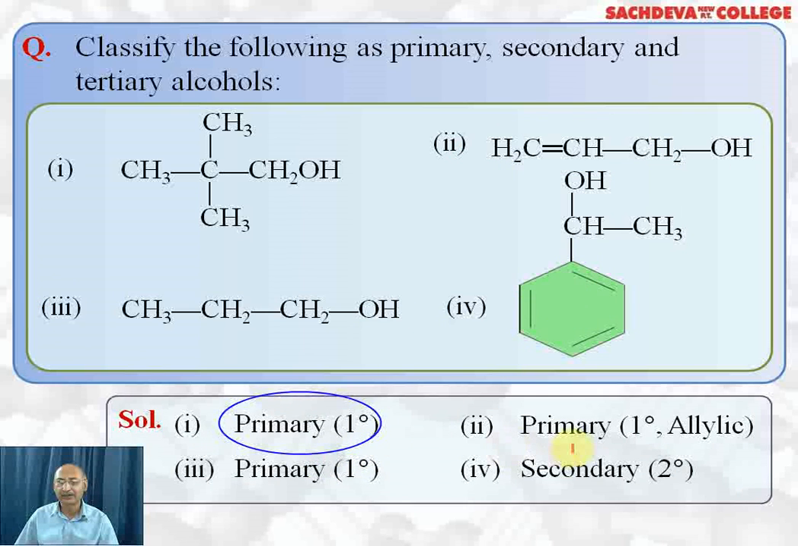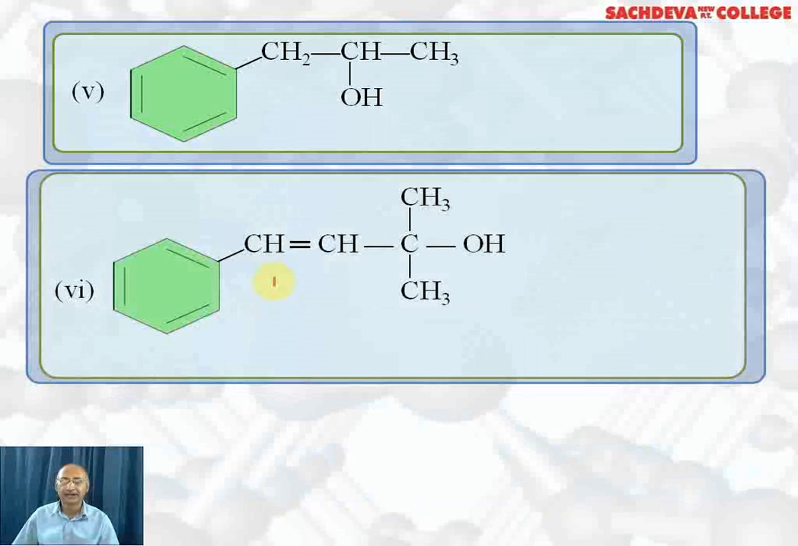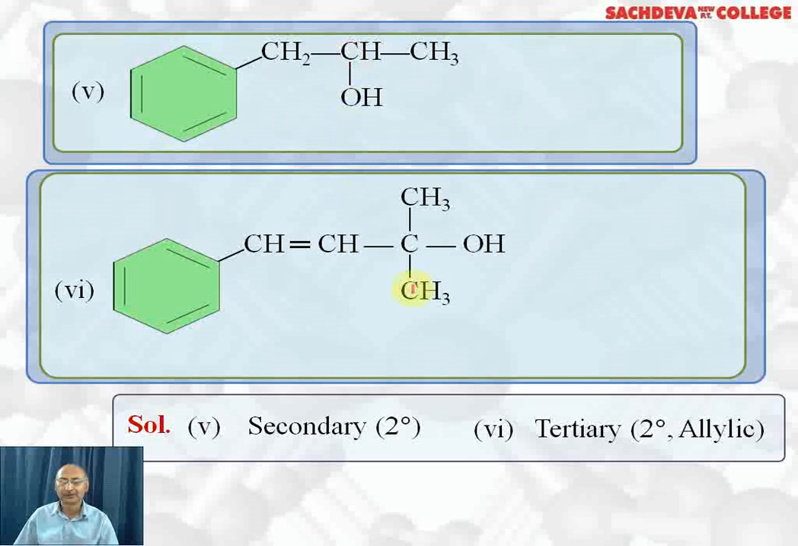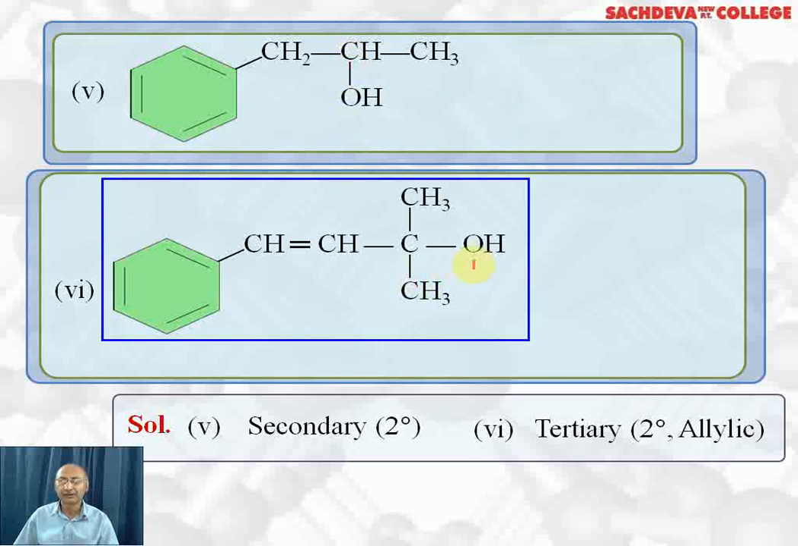First one is primary, second one is primary but allylic, third one is primary and fourth one is secondary as well as benzylic. Next one, this one is secondary because the OH group is attached to a secondary carbon. This is a tertiary alcohol because OH is attached to a tertiary carbon, the carbon attached to 3 more carbons. This is also called allylic because this group is called the allylic group.